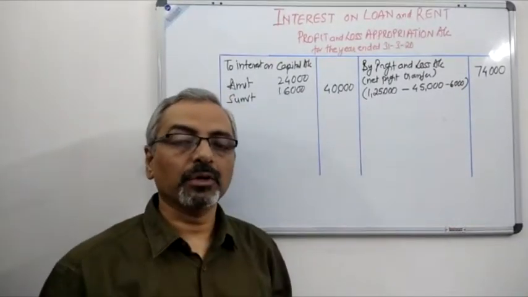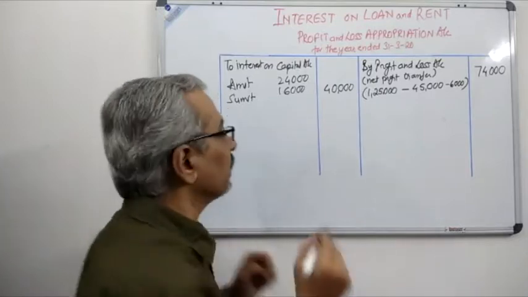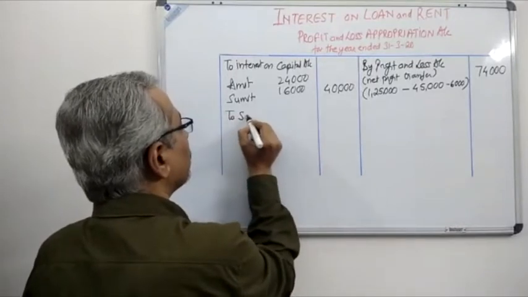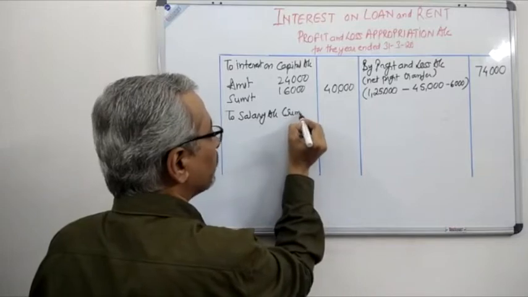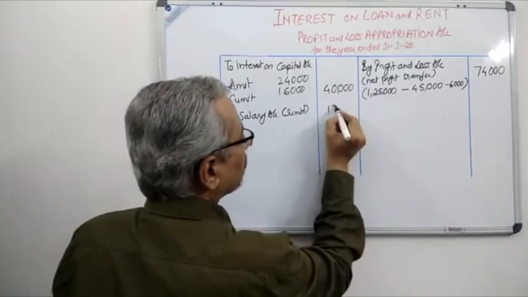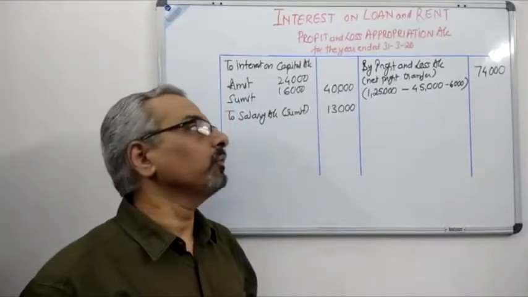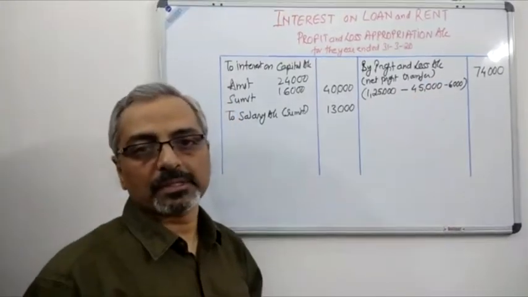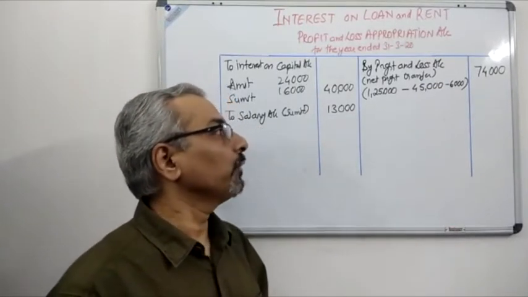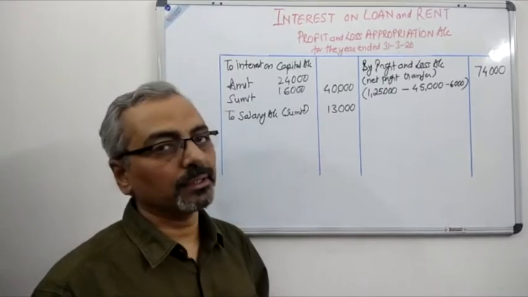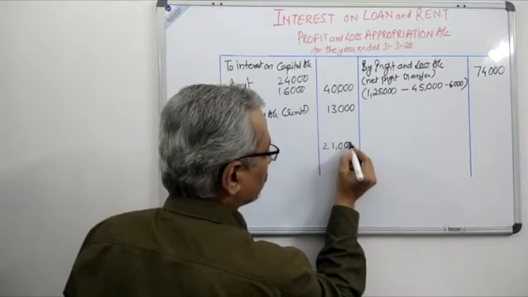Apart from that, there was salary also which was provided to Sumit, and the salary was 13,000. So we'll write over there to salary account, and in bracket to whom it was paid, Sumit, and we'll write 13,000 in this column. So now we'll compare the credit side and the debit side and see what is the result. So you have 74,000 minus 40,000 gives us 34,000 minus 13,000 gives us 21,000. So this is the profit, 21,000.